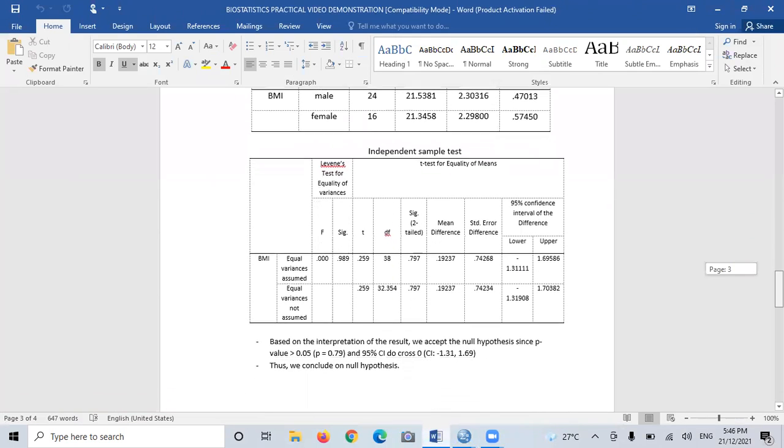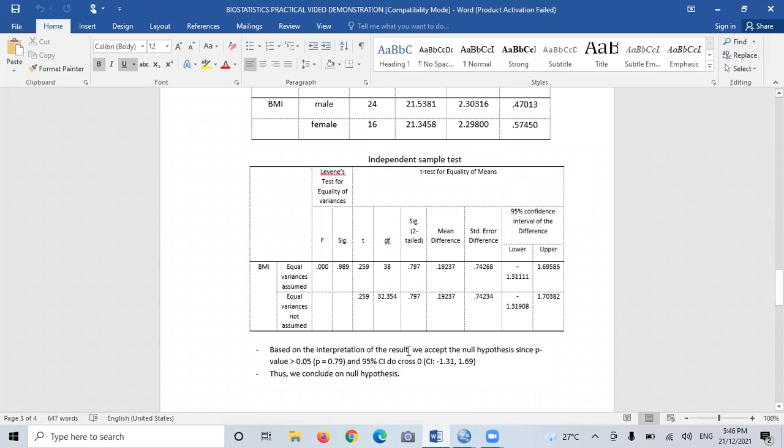Based on the interpretation of the result, we accept the null hypothesis since the p-value is more than 0.05. The p-value is 0.79, which we see in the Sig. 2-tailed at the first line. And the 95% CI does cross 0, where the CI is negative 1.31 to 1.69. Thus, we fail to reject the null hypothesis.